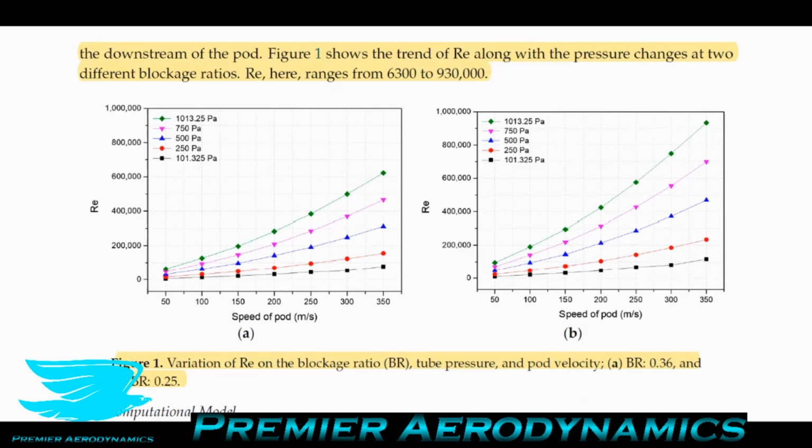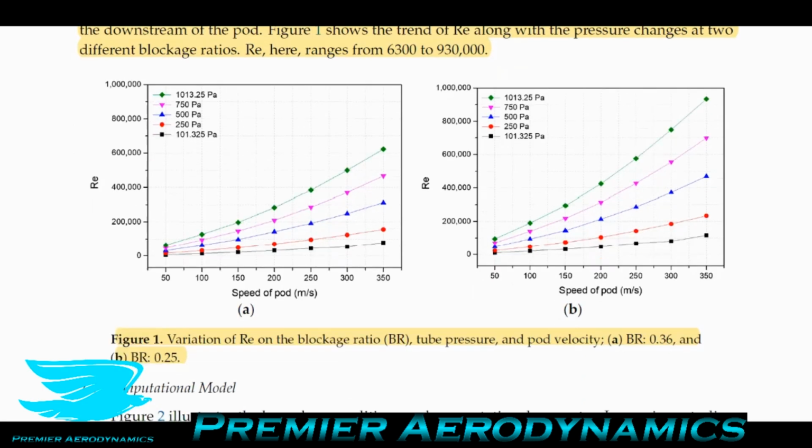So what we find here is as the speed of the pod increases, regardless of the pressure they've kept in the tube, the Reynolds number increases and is fairly non-linear. Interestingly, even though they're reaching speeds of about 350 meters per second, which is above Mach number 1, the Reynolds number doesn't really reach above 1 million. So this is quite an interesting thing to talk about.